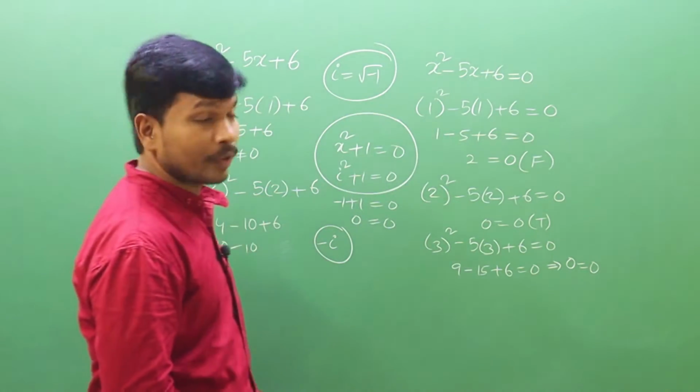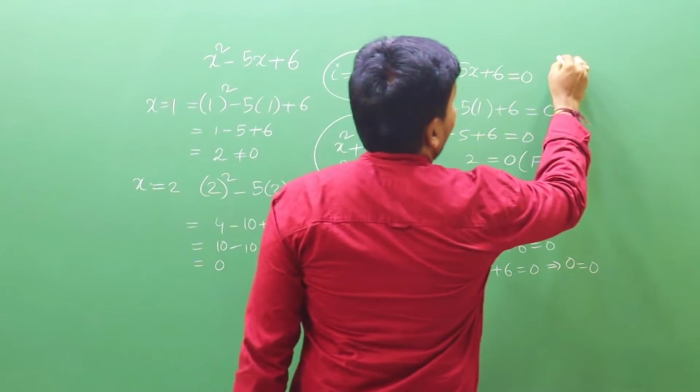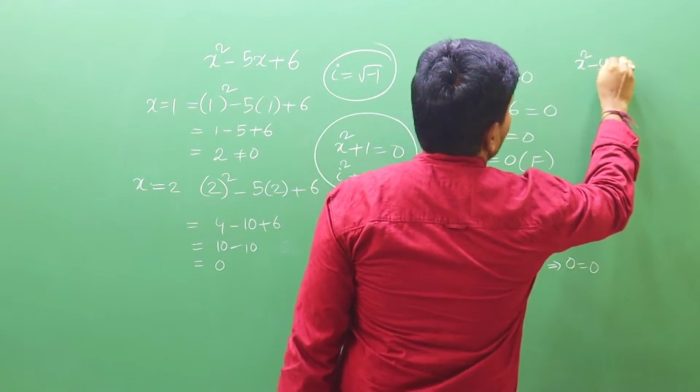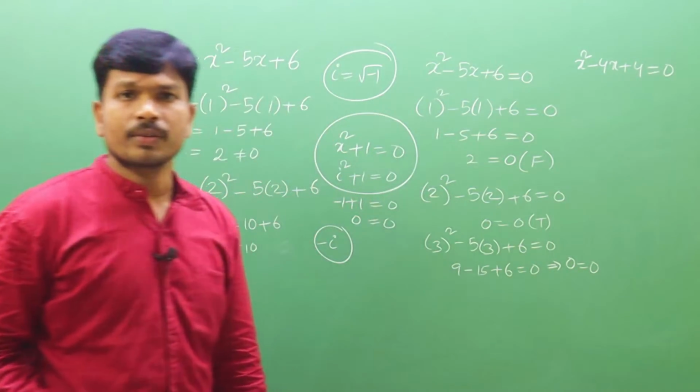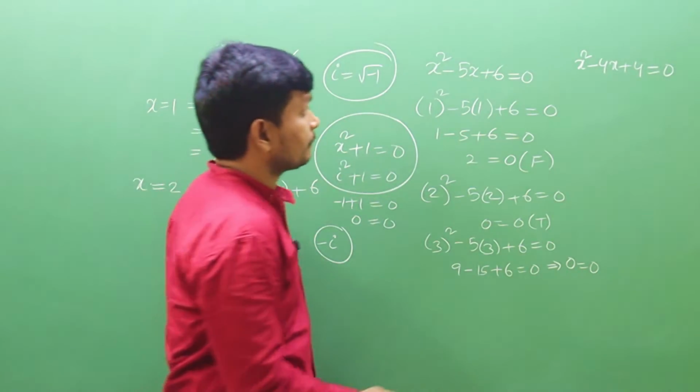Okay, one more I am giving you, get ready to say. x square minus 4x plus 4 equal to 0. Now you take x values. x values you take.